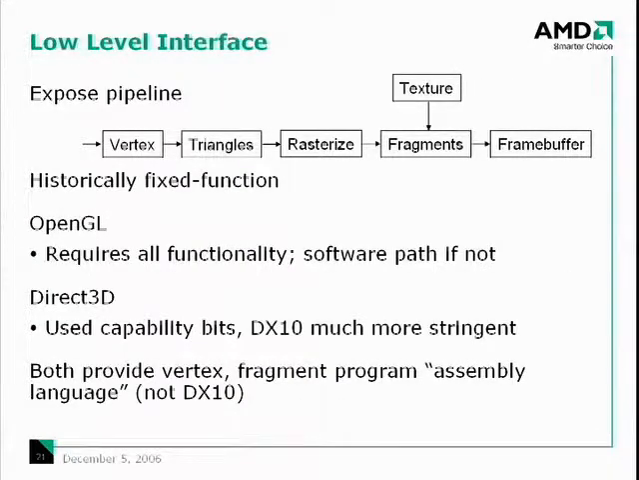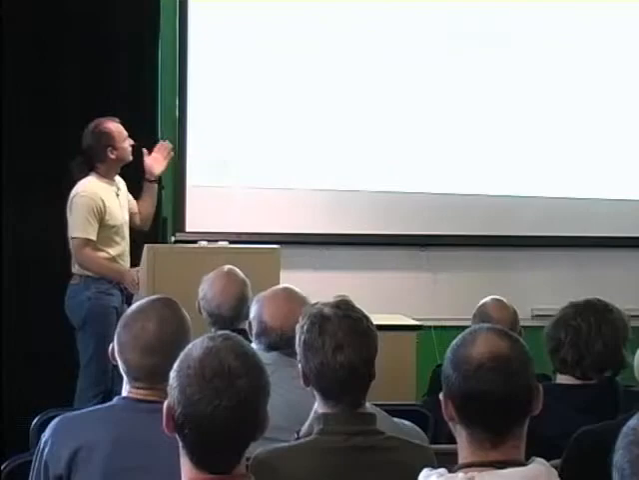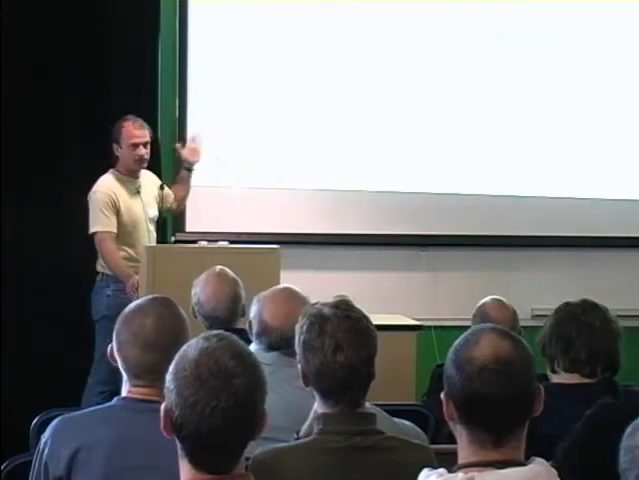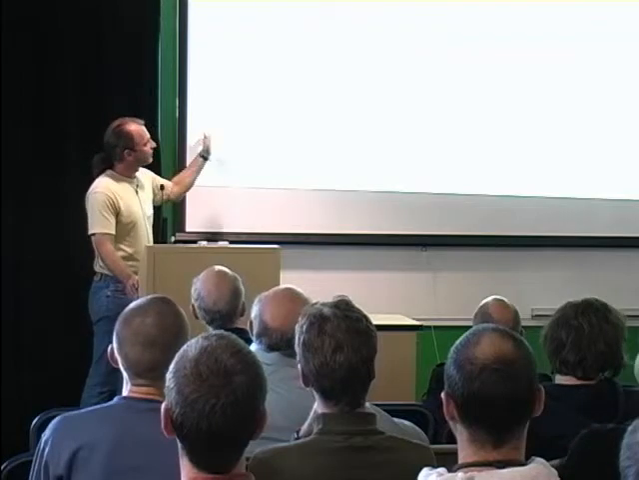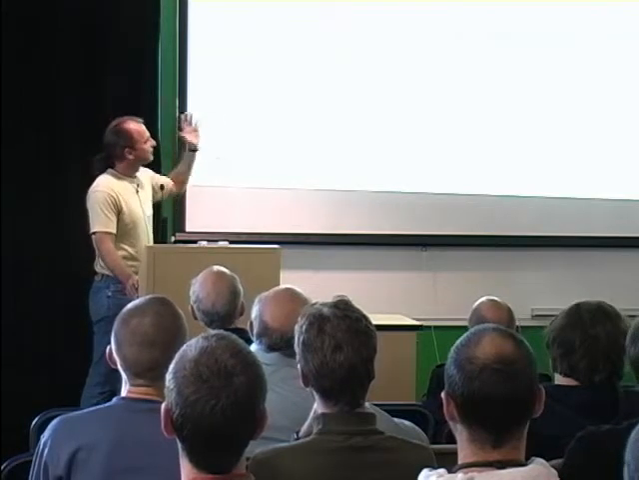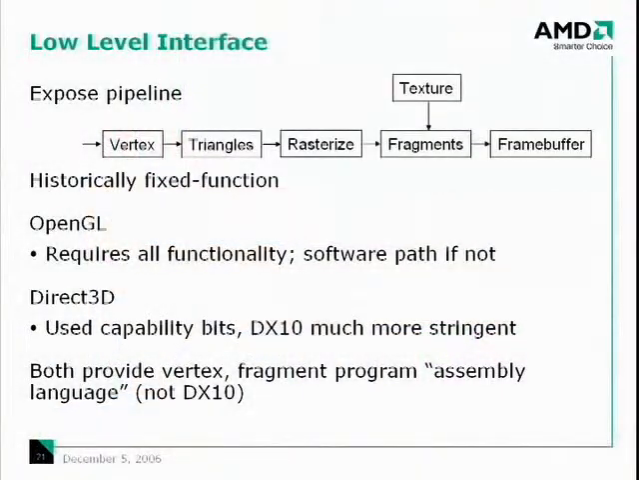So for the low-level interface, historically, there was this fixed function pipeline. That's the way the hardware was: the vertex processor did certain fixed things, the rasterizer, well, still does fixed things, and the fragment processors did fixed things. We didn't even really have notions of processors. They were just stages in a pipeline.